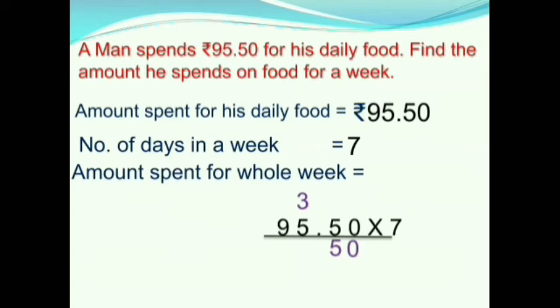Next we should multiply 7 and 5. 7 5s are 35. 35 plus 3, 38. Write 3 above the 9 and write 8 below the 5. Next we should multiply 7 and 9. 7 9s are 63. 63 plus 3, 66. Therefore, amount spent for whole week is 668 rupees 50 paise.